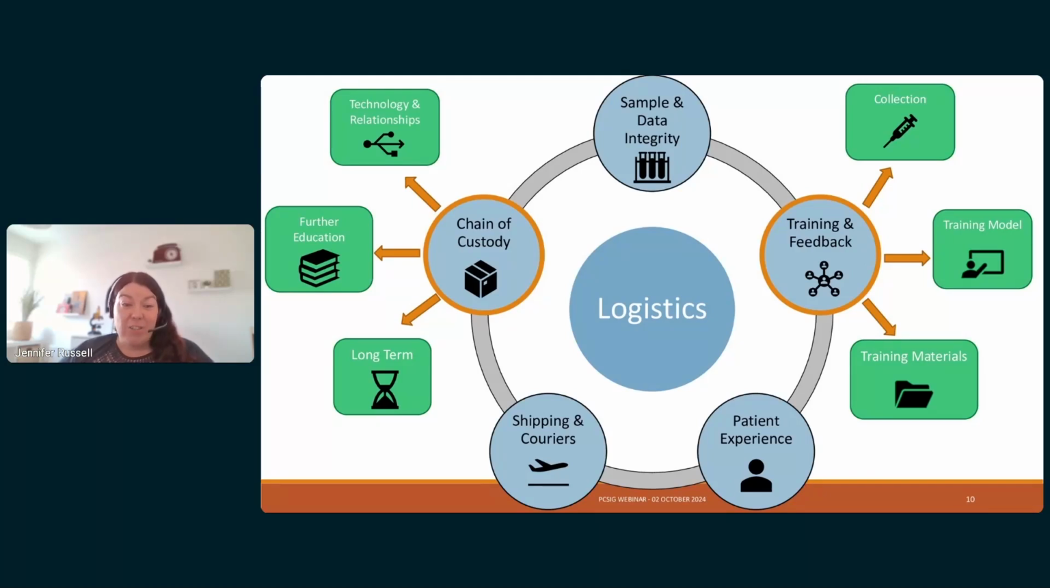As I say, there was a lot more discussed, and a lot of it can be found on the PCSIG site, but for now, I'll pass over to Dan to cover the regulatory engagement.